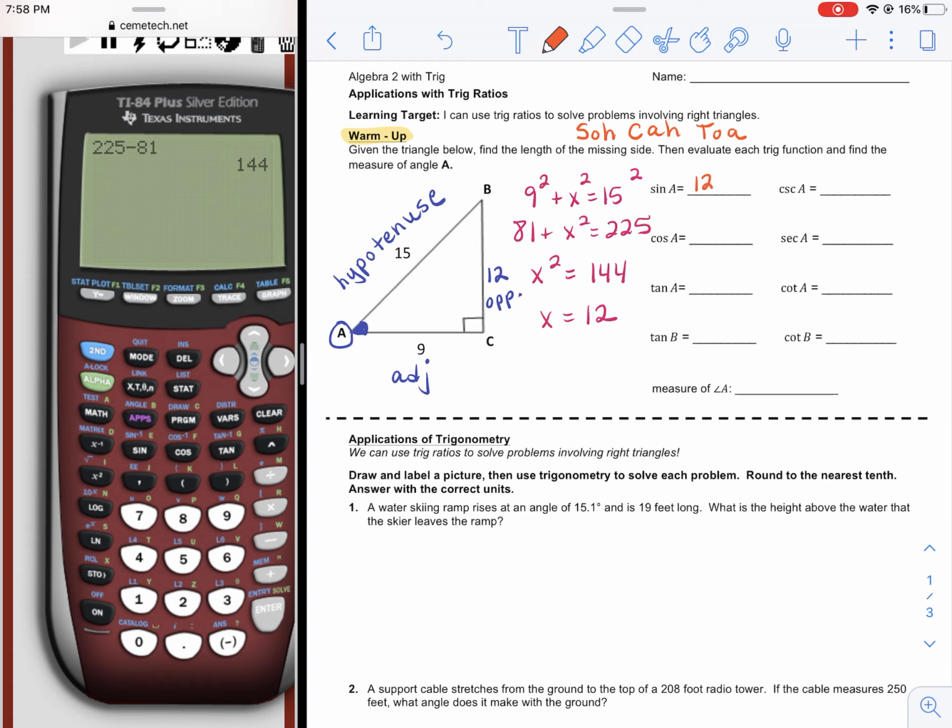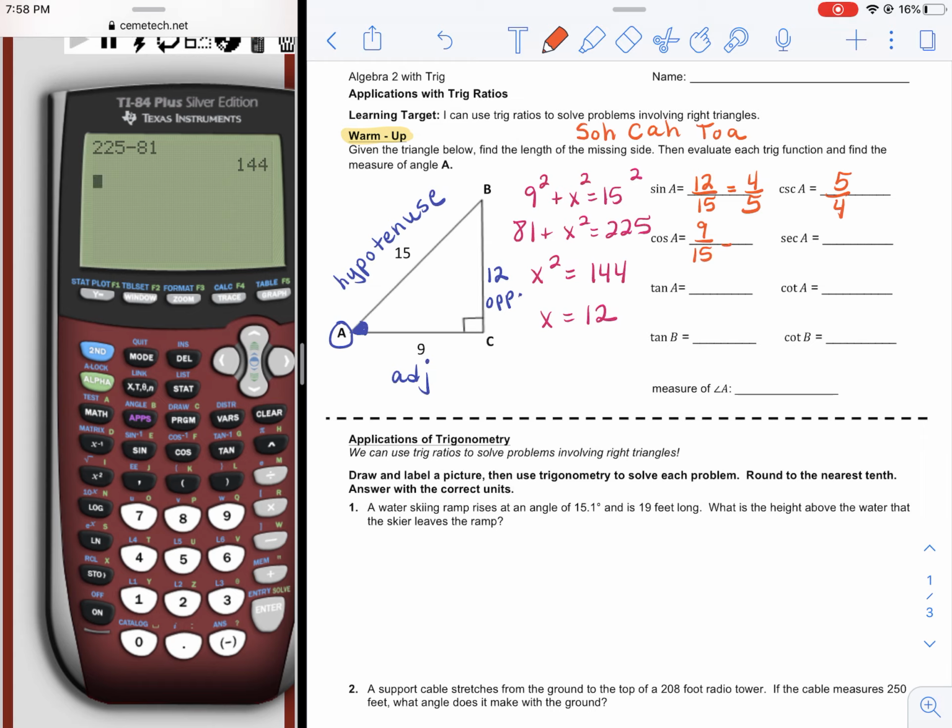And so I have to do 12 over 15. Now notice that I can reduce that fraction. They are both divisible by 3. So I'm going to reduce that to 4/5. Okay, my cosecant is the reciprocal of the sine, and so that's going to equal 5/4. So when you reduce, you want to flip the reduced form when you are trying to find the reciprocal functions. The cosine of angle A is 9 over 15.